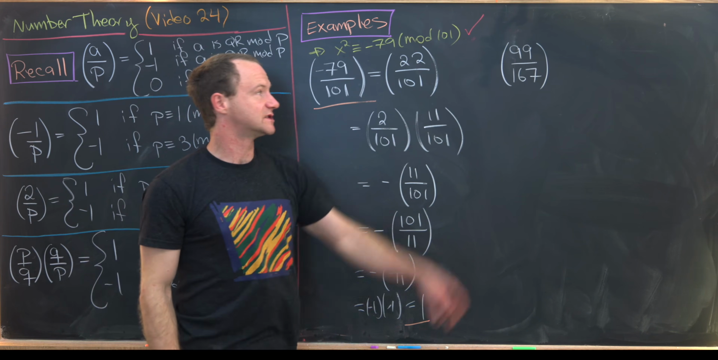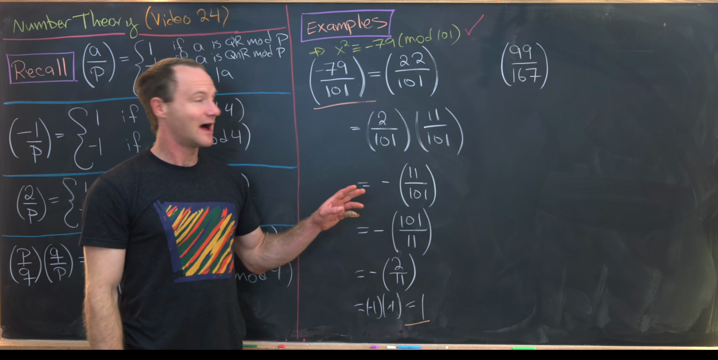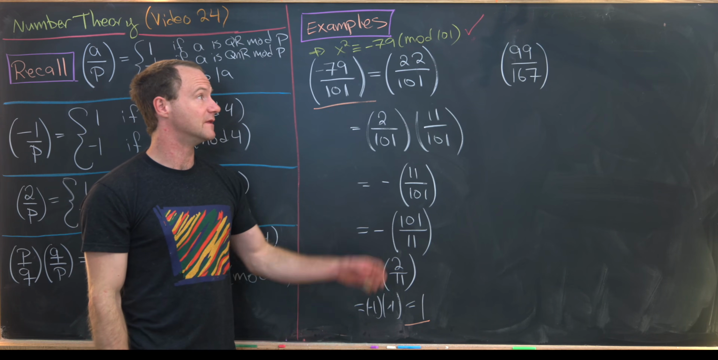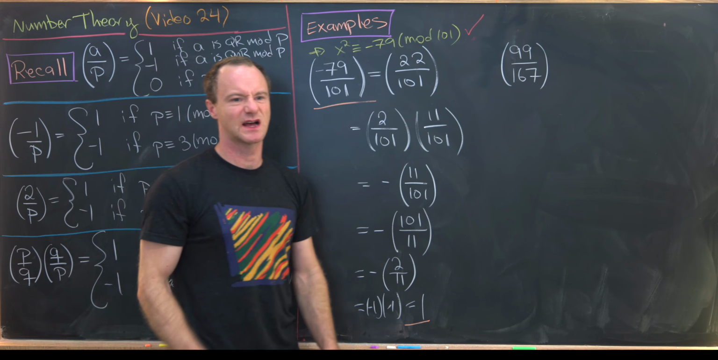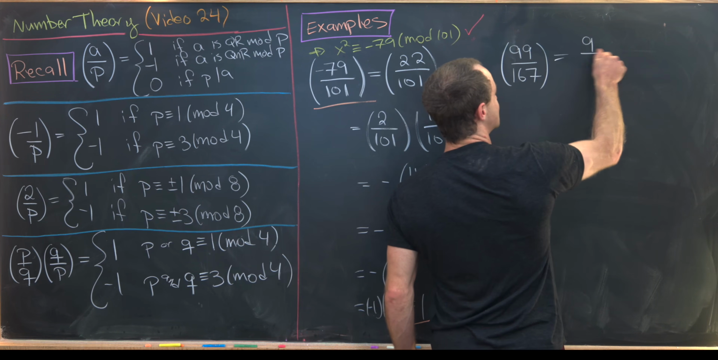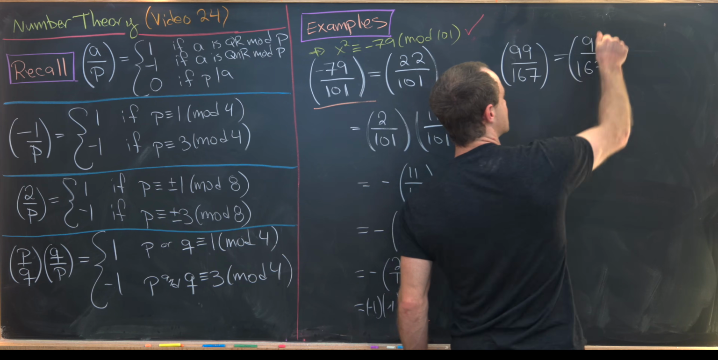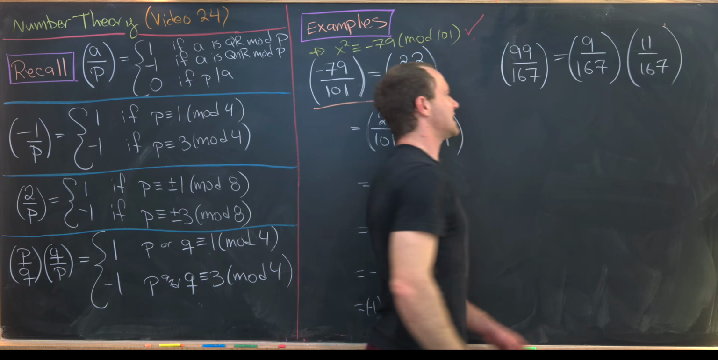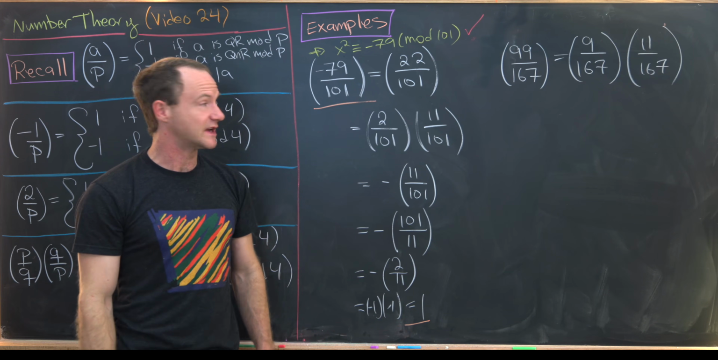Okay, so now let's do this one right here. The denominator, or the bottom part of the Legendre symbol, is a prime, but the top part is a composite. It's obviously equal to 9 times 11. So we can rewrite this as 9 by 167 times 11 by 167. And you might say, well, I could rewrite that other one as 3 times 3.